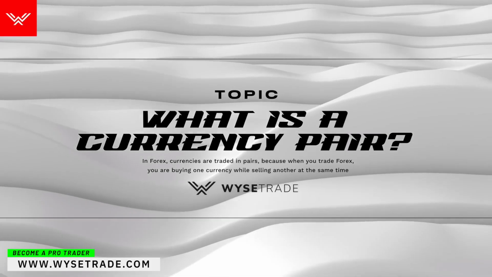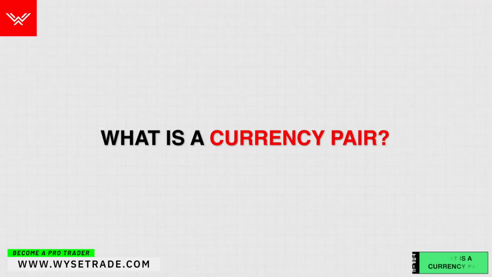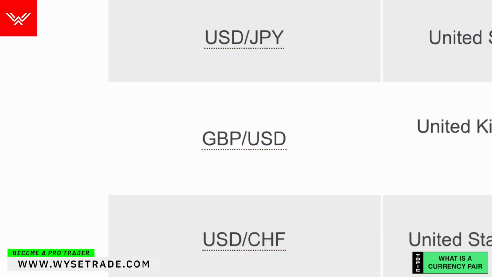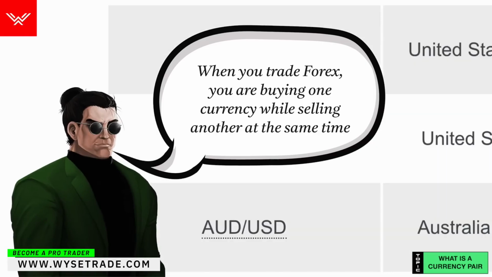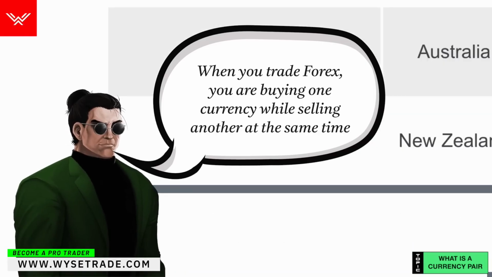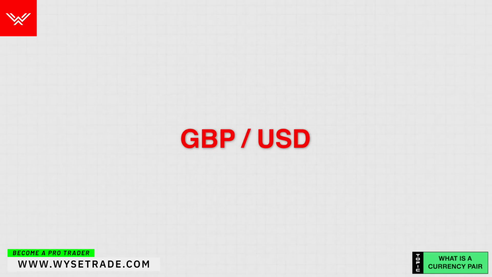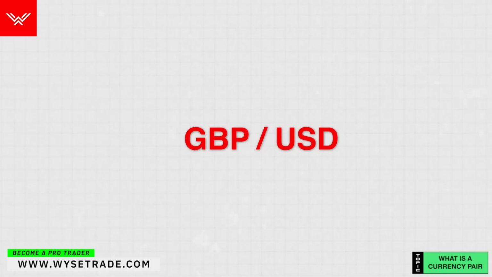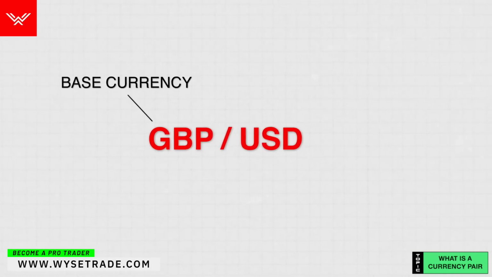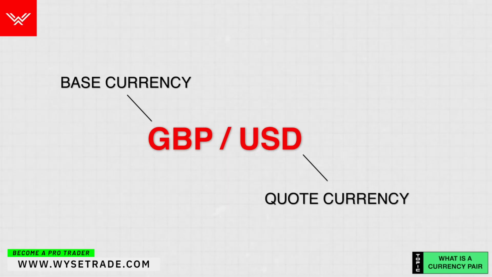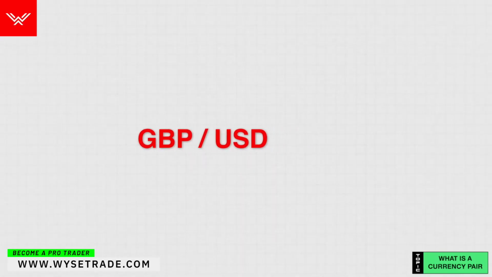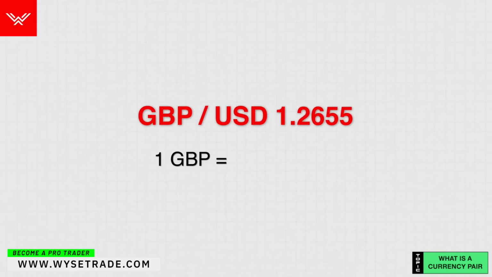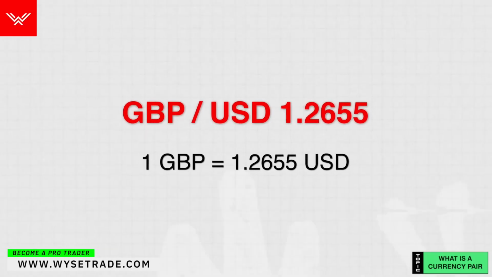What is a currency pair? In Forex, currencies are traded in pairs, because when you trade Forex, you are buying one currency while selling another at the same time. Let's look at the pound-dollar currency pair, for example. The first currency in a pair is the base currency, and the second currency is the quote currency. Let's say you get a quote of pound-dollar as 1.2655. This means for every £1, you get 1.2655 of US dollars. There is always an invisible one beside the base currency on the left.